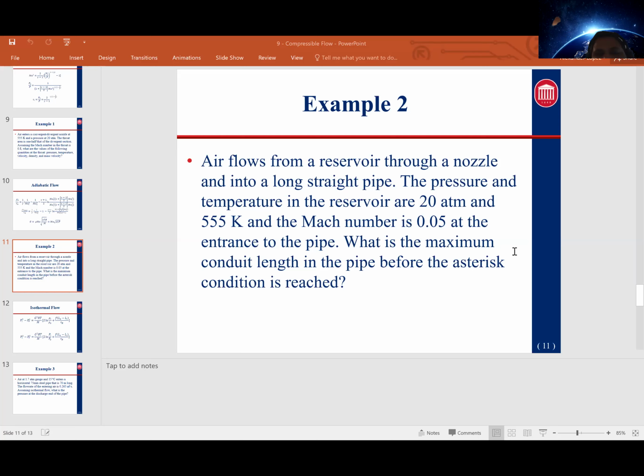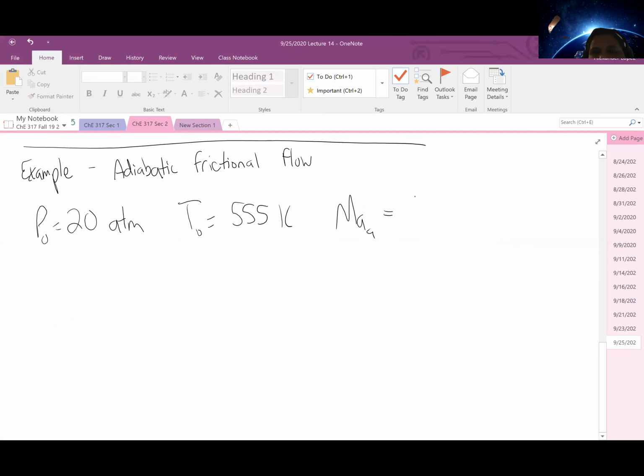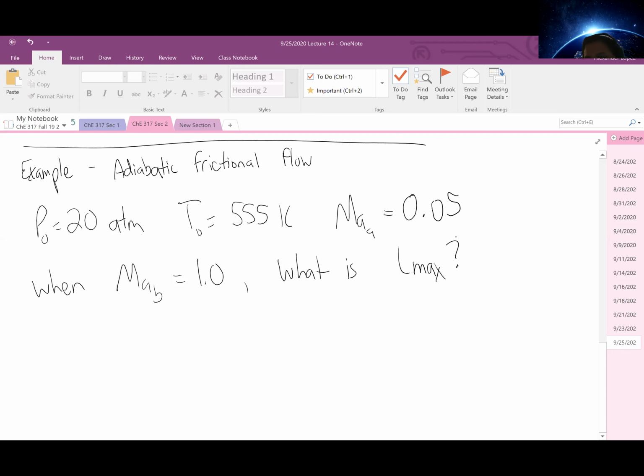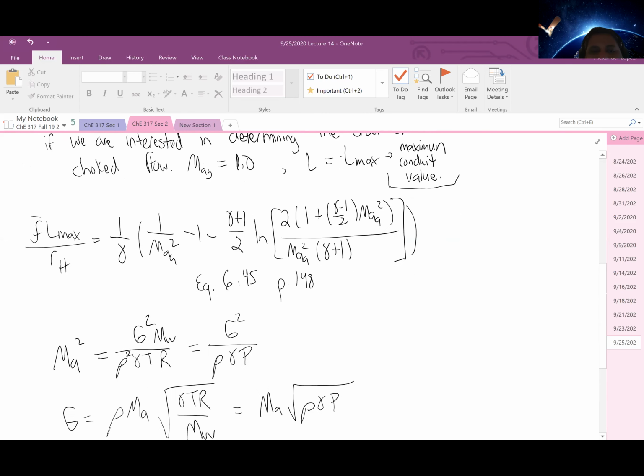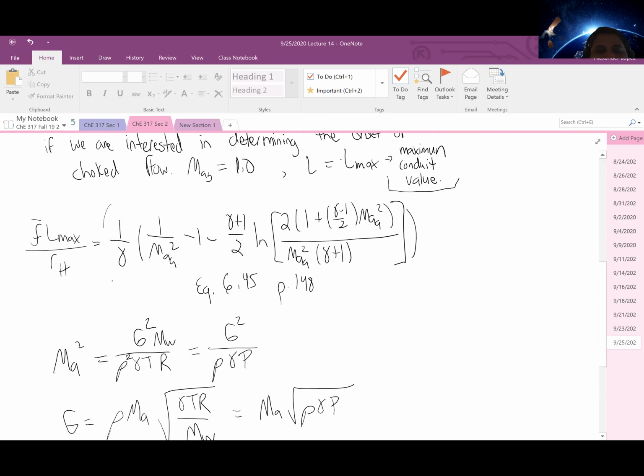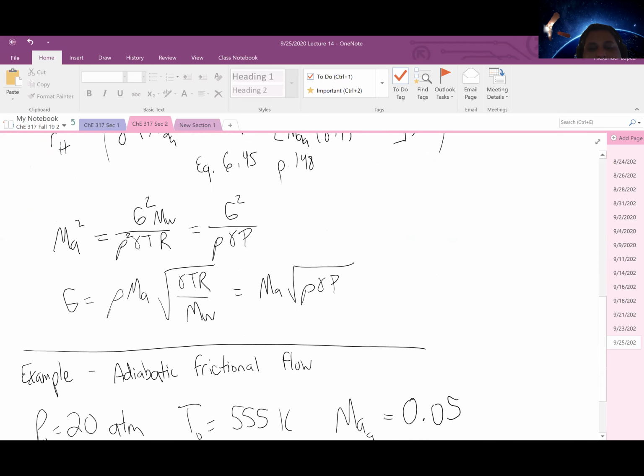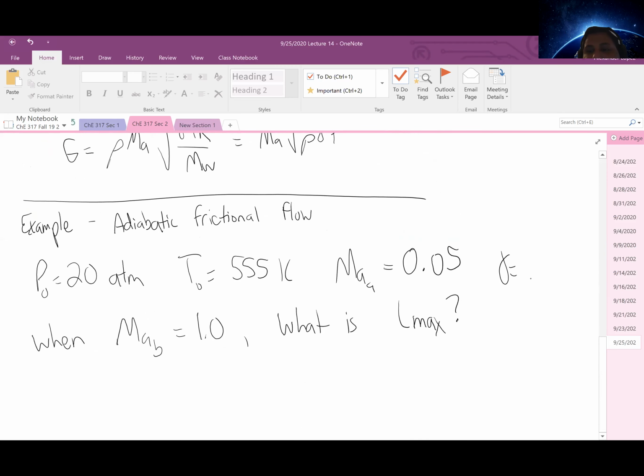Oh, thanks. And the Mach number is 0.05 initially. Now, if we're looking for that length when we reach the asterisk condition, we're saying what happens when the Mach number B is 1, what is L, which is L max? Well, if we use equation 6.45, we should have everything we need to solve for the right-hand side of the equation, because when we're looking at air, gamma is 1.4.